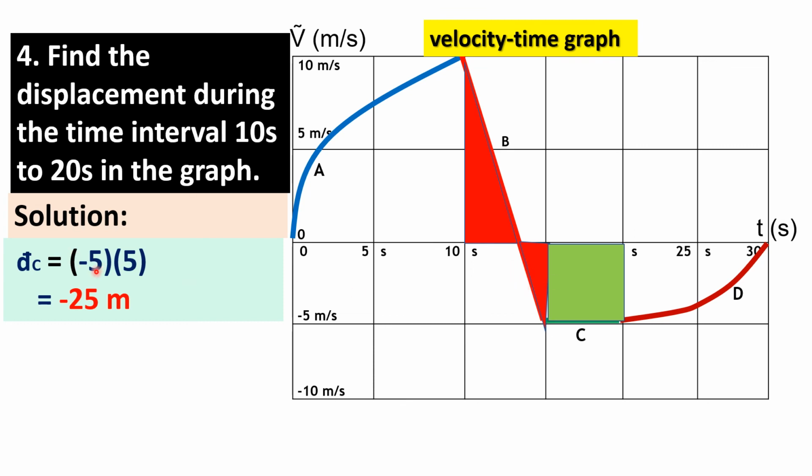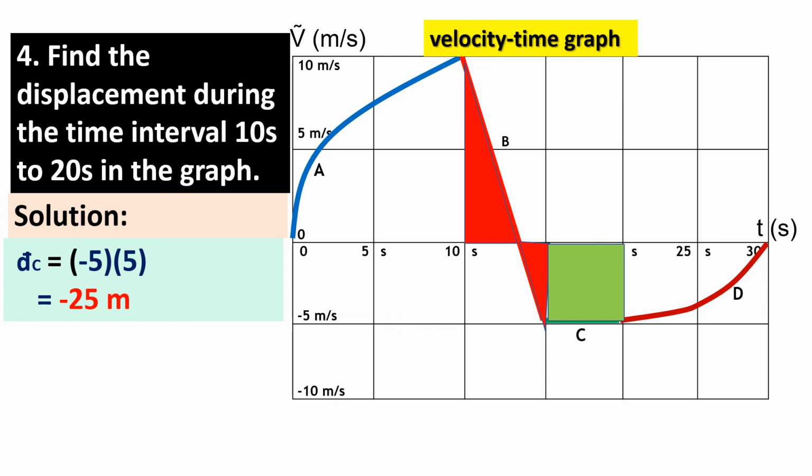Negative 5 meter per second here refers to the change in the velocity from 0 to negative 5. And the other side, of course, represents the time interval from 15 seconds to 20 seconds. Multiplying them, because this is a square, and the area of a square, as shaded here, is simply the product of the two sides. Negative 5 meter per second multiplied by 5 seconds, of course, we get negative 25 meters. So that is the displacement represented by graph line C.